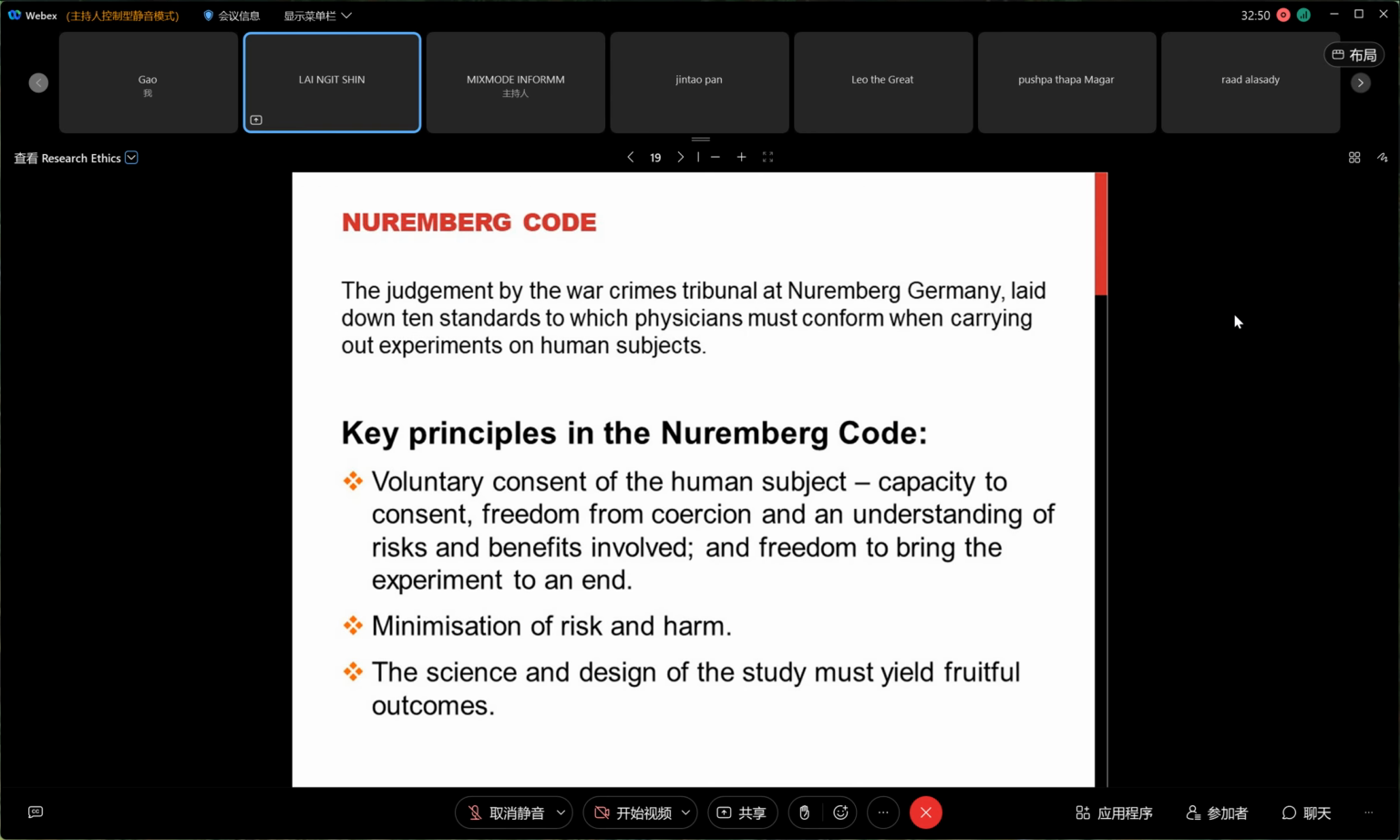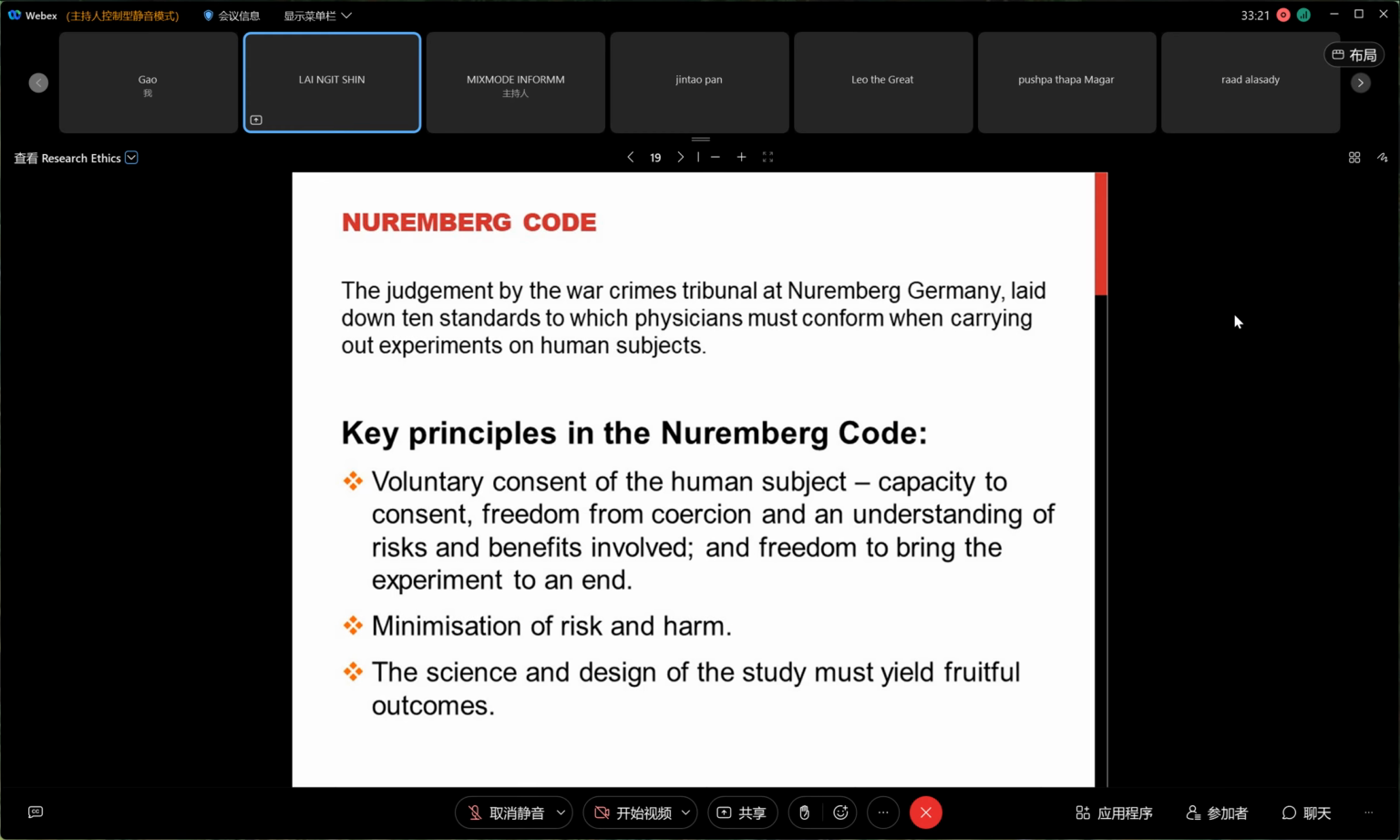Okay, this is voluntary consent for human subjects. During that time, because of war prisoners, usually they don't have consent. They just throw you into the gas chamber, gas you, see how many people die, how long it takes to die, or whether it's effective or not, or whether you die instantly. So minimize the risk of harm, I think this is the principle. Science and design of the study must be useful for a fruitful outcome, so it cannot harm the people. That's an important lesson actually, the important lesson we learned from World War II.